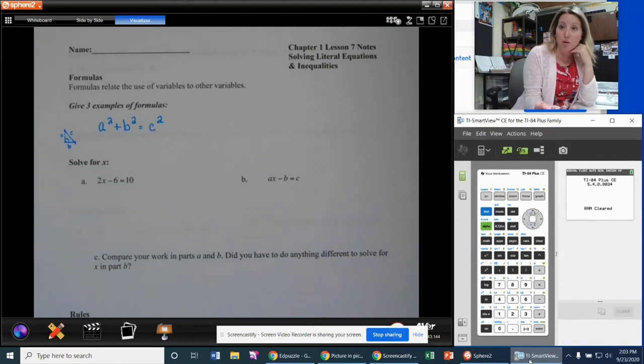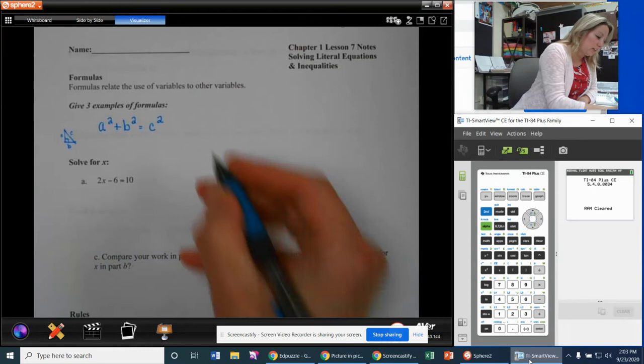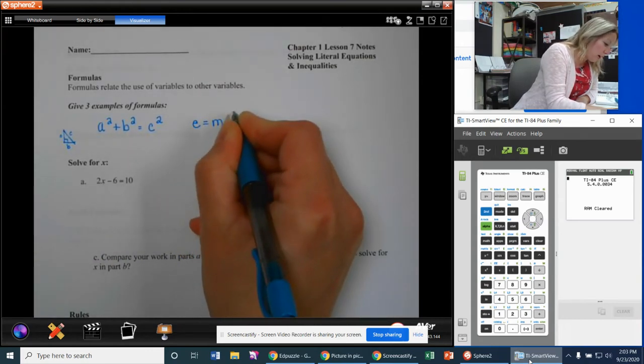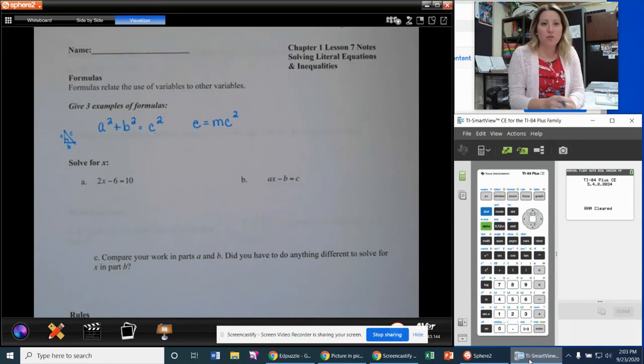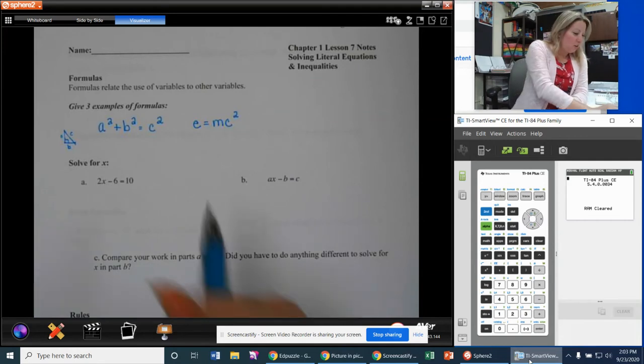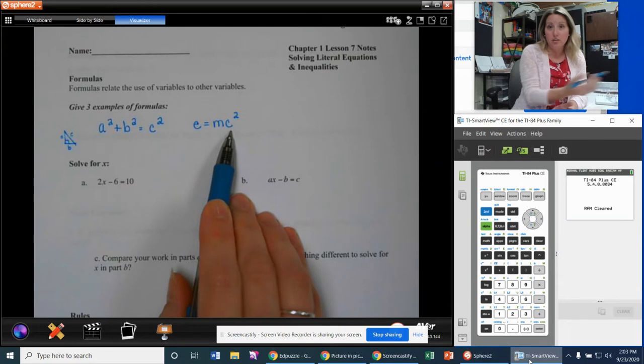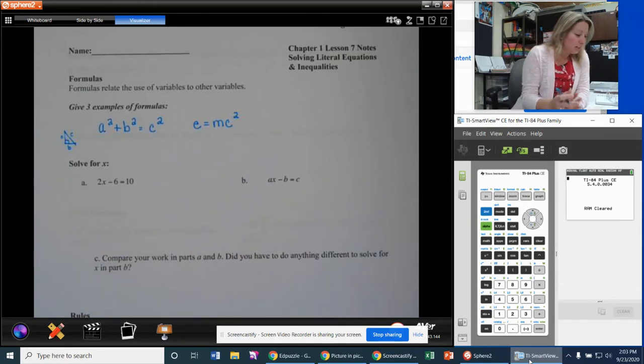That's one example. Another example that everyone loves to give me, even though we're not really in physics yet, is E equals mc squared. So Einstein's famous formula about the speed of light, mass and energy, right? So energy is equal to the mass of your object times the speed of light squared. That's how much energy it has. Everyone loves to give that particular formula.